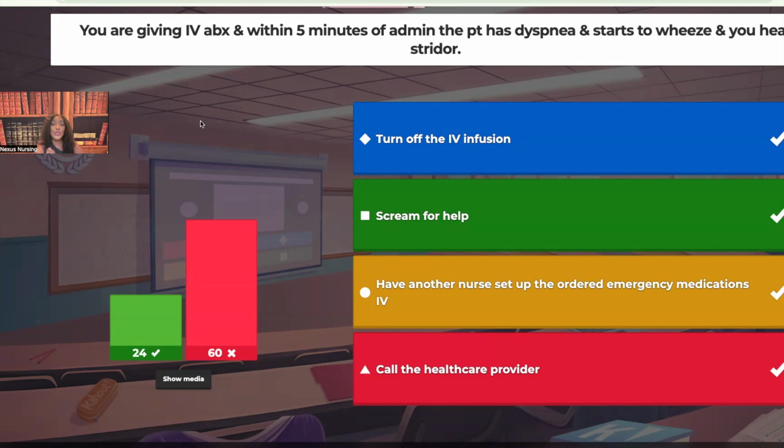Next, you scream for help. Because guess what? The only way you were able to have another nurse set up the ordered emergency medication while you assess your patient is because you screamed for help and somebody else was in the room with you. Right? And of course, last, you're going to call the healthcare provider because while that other nurse was setting up another line to administer the emergency medications, you were assessing your patient so you can have information to give to the healthcare provider.